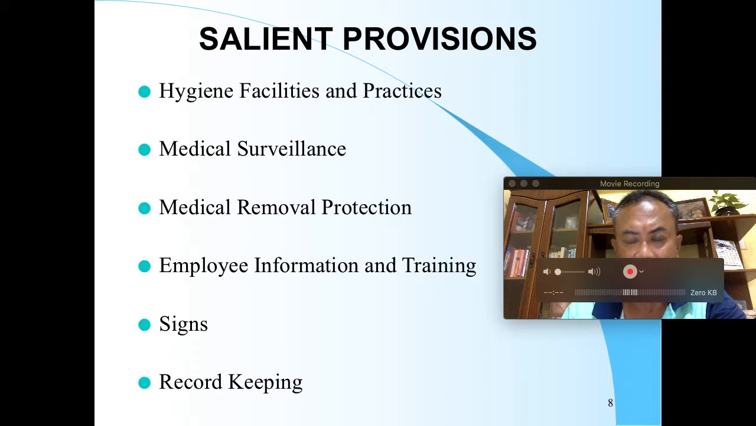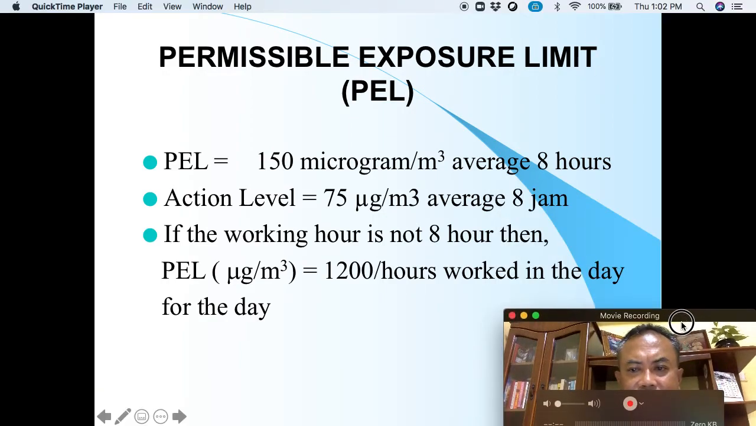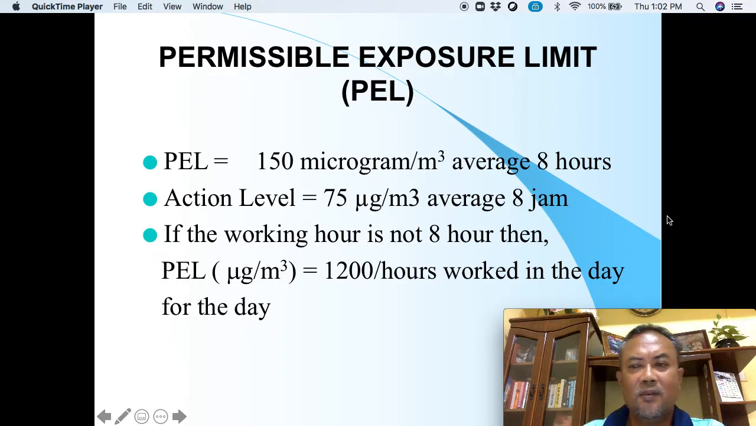And also there is record keeping because this lead can be acute if you inhale a large amount, but if you inhale a small quantity, it will be chronic. It will be a chronic case if you slowly accumulate the quantity in the long term. That's why they have this record keeping. So in this law, what is the standard in terms of the permissible exposure limit?